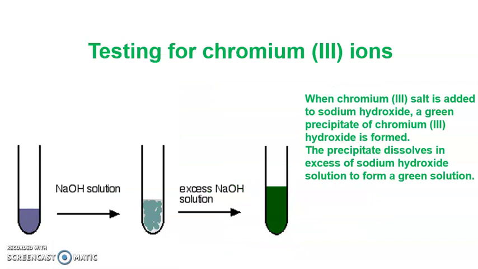Testing for chromium 3 ions. When chromium 3 salt is added to sodium hydroxide, a green precipitate of chromium 3 hydroxide is formed. The precipitate dissolves in excess of sodium hydroxide solution to form a green solution.